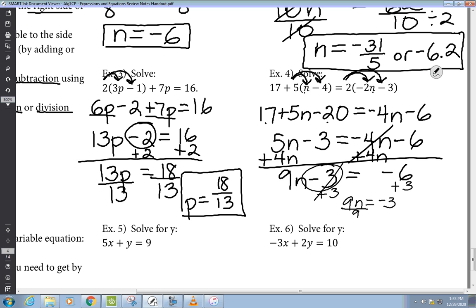And then divide both sides by 9. So you have n equals negative 3 over 9, divide by 3, that's negative 1/3. So negative 1/3, definitely do not get that as a decimal. Negative 1/3 is negative 0.33333 repeating.